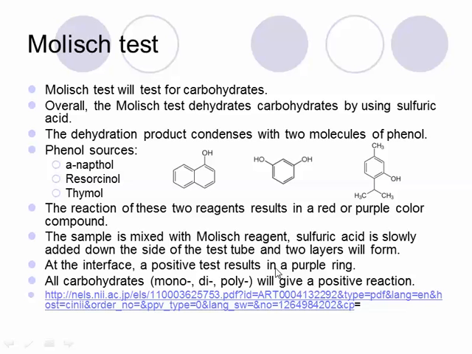So you don't mix these two things together. You take the sugar with the Molish, you add sulfuric acid slowly down the test tube, you'll see 2 layers that will form. At the interface of those 2 layers will be a purple ring if it's a carbohydrate. So that's the positive reaction for a carbohydrate.